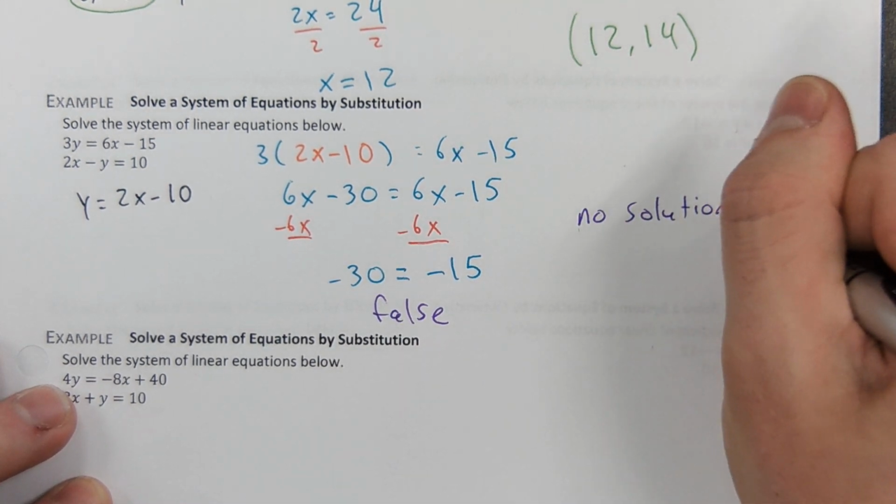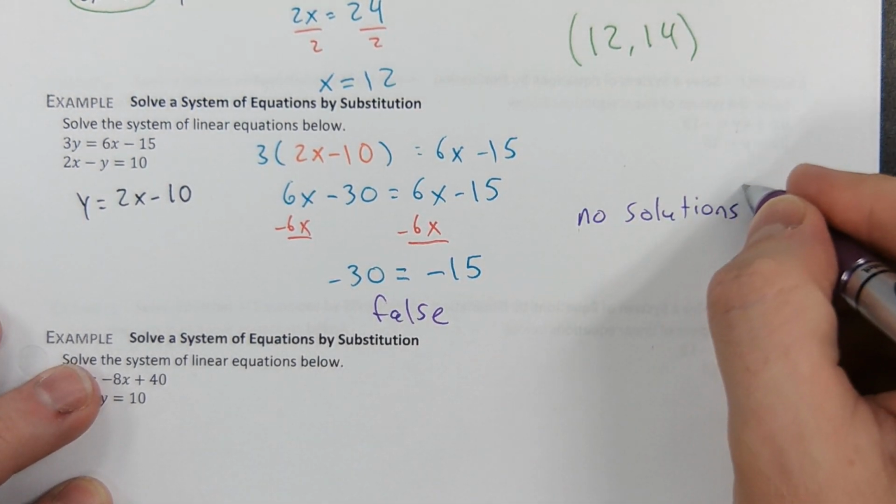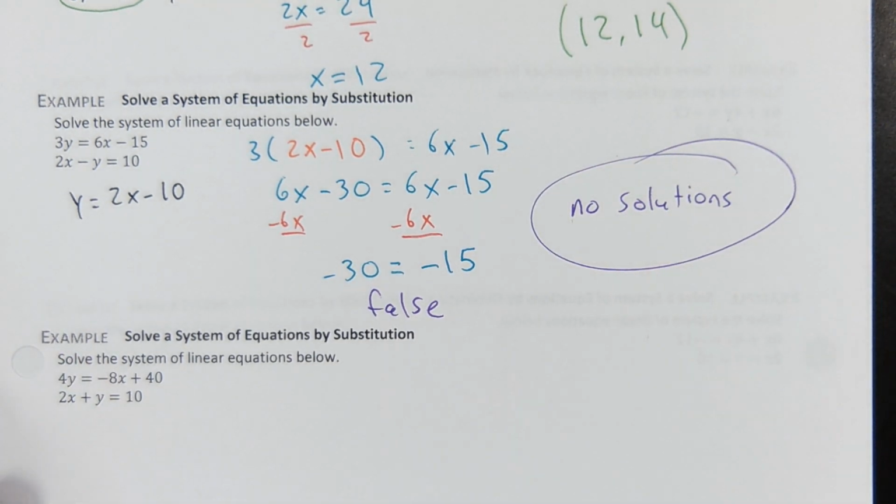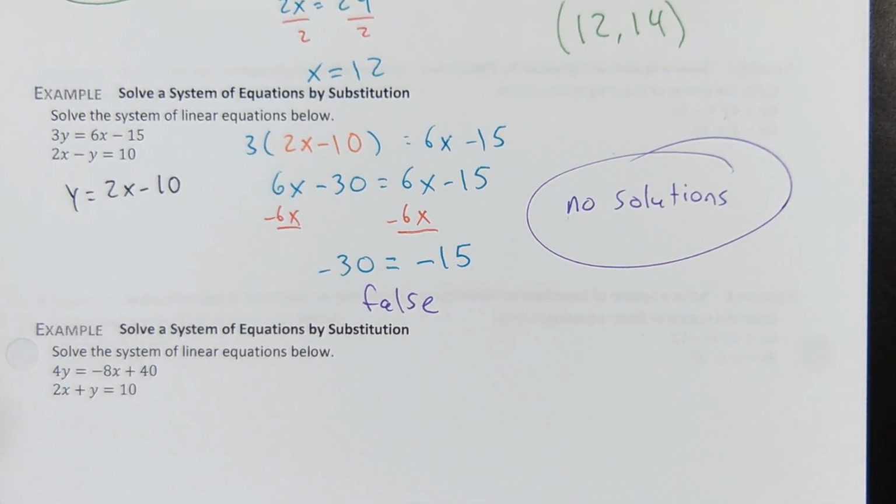Recapping from the test, what's the only way that two lines will have no solutions? If they're parallel. But what's necessary in order for two lines to be parallel? Same slope and different y-intercepts.